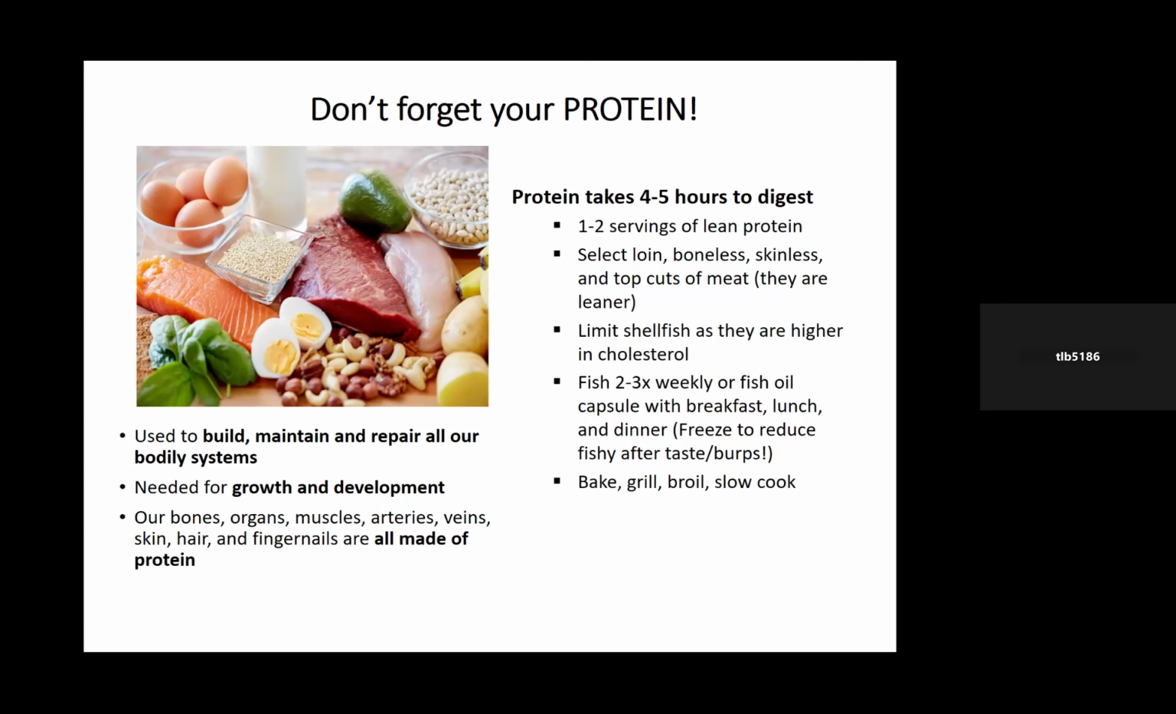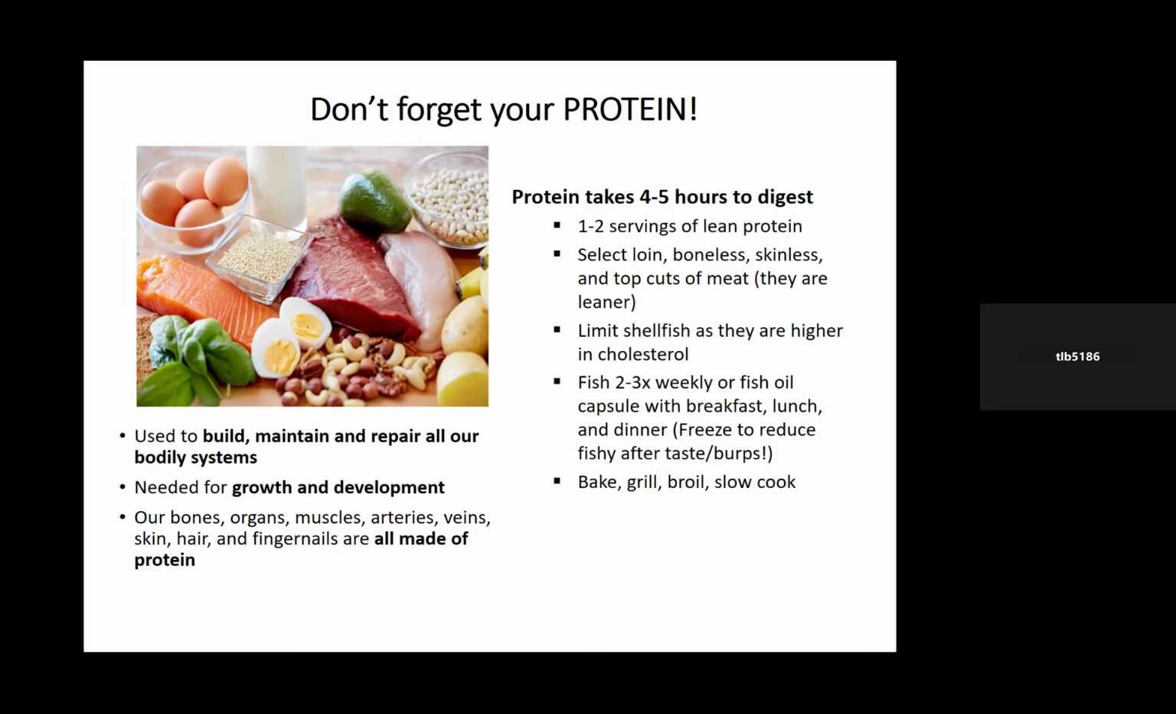For people who don't like that burping taste, it's recommended you put them in the freezer. And that way you don't taste it and it's broken down in the digestive system rather than that nasty fishy taste that you get on the palate.